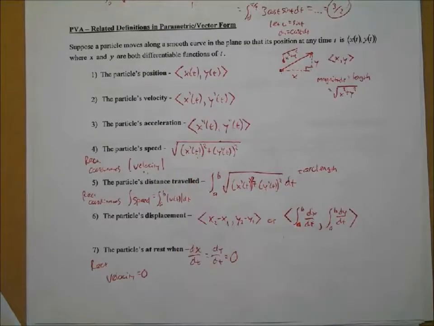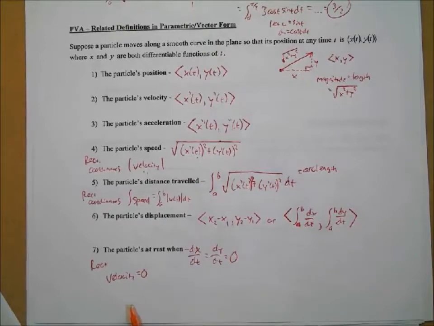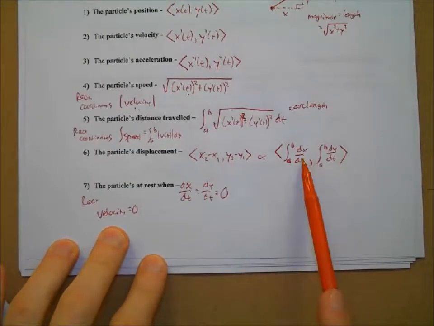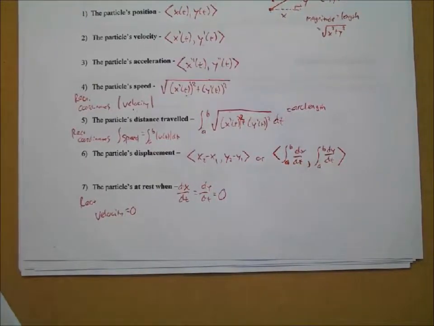Speed, I can see that being a little bit tricky, but again, imagine it's just the length of the vector there, okay? And then displacement is just the change in the position, okay? Or integrate the velocity from A to B there. It's the same idea that would give you the net change in the position. And then finally, at rest, hopefully that makes some sense there too.